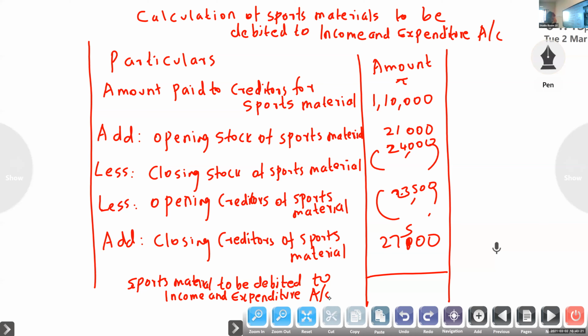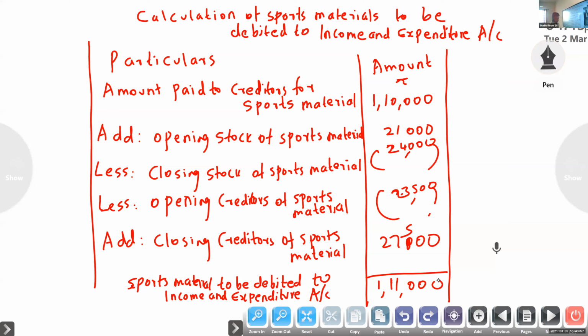Karthik? Sir, I got 1,11,000. Yes, 1,11,000 only. Okay, Aparna, check. 27,500. Okay, 1,11,000. One lakh 11,000. So next one.